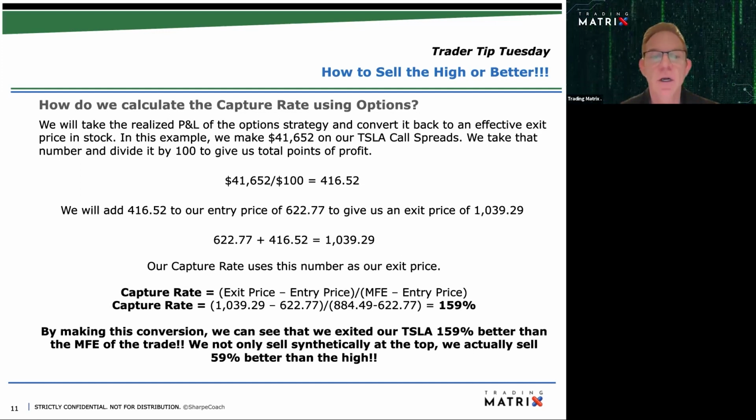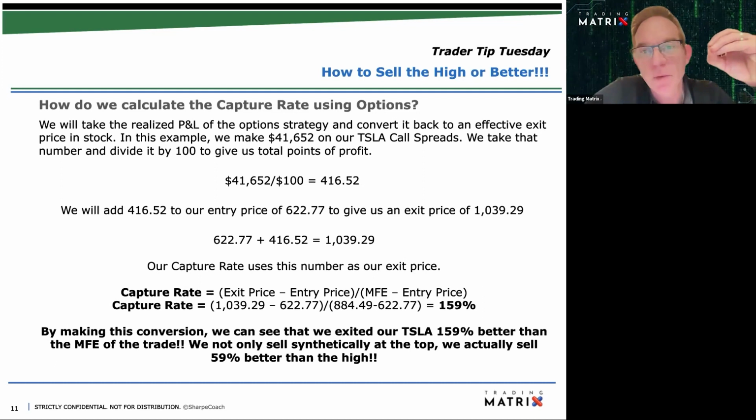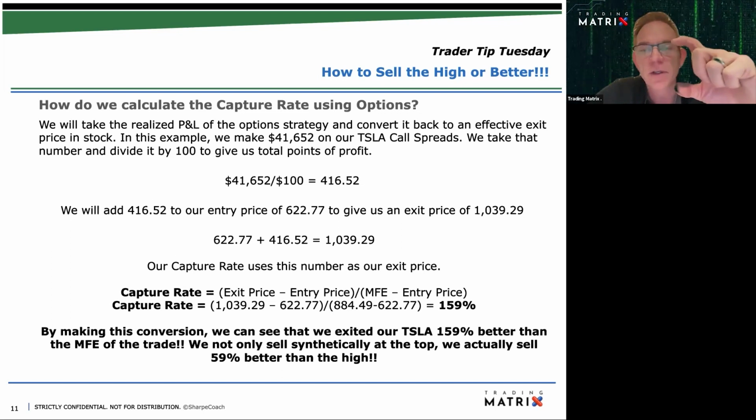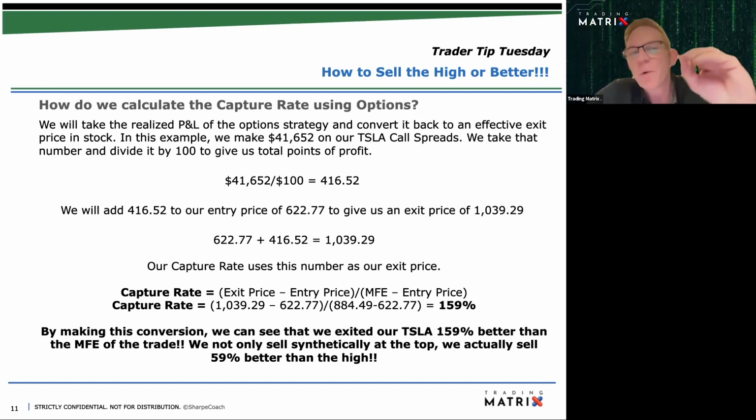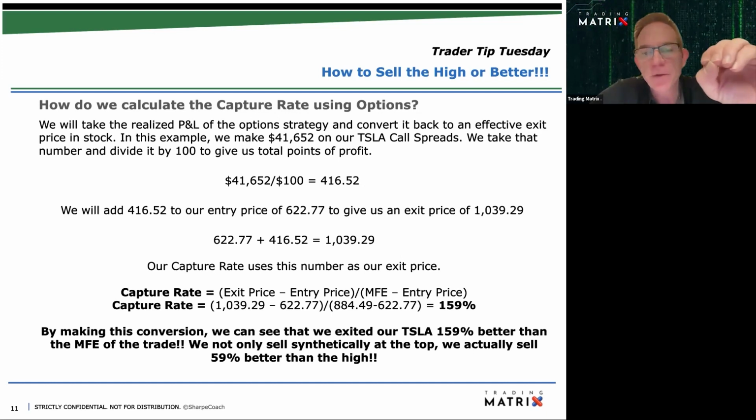$416.52 per share. We're going to add $416.52 to our entry price of $622.77. So the entry price is where if we had bought Tesla. So we bought Tesla at $622.77. We're going to take this unit of profit, $416.52, and add it to it. This is going to give us an exit price of $1,039.29. So this is what we're going to use to calculate our capture rate.